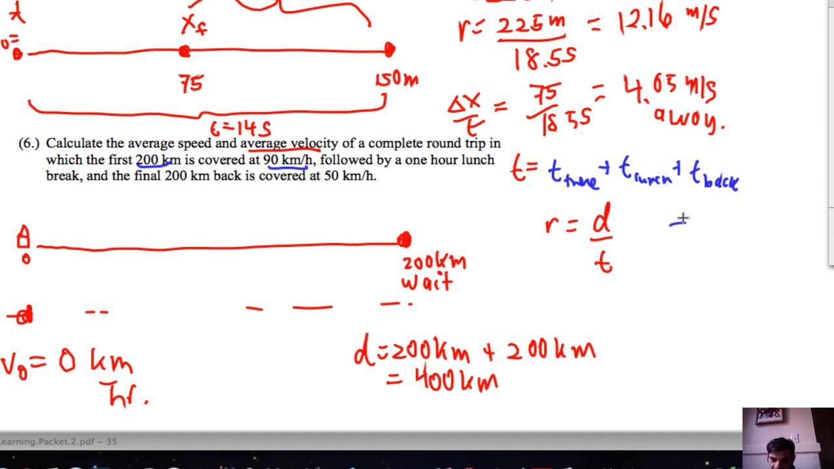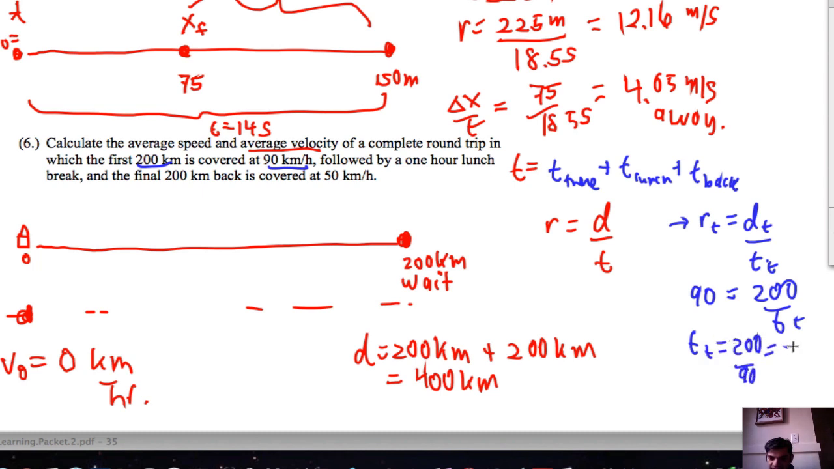So to get the time there, rate there equals distance there over time there. I know the rate is 90 kilometers an hour, and that equals 200 divided by the time there. When we rearrange, the time there equals 200 over 90, and that ends up being 2.2 hours. Okay, so the time there is 2.2. And let's remember the time for lunch is 1 hour, because they gave us that in the problem.